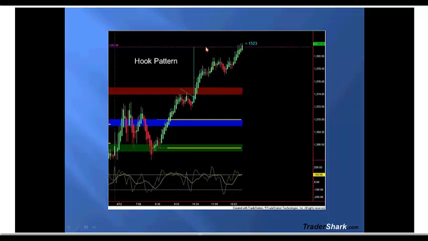Where are our targets on hook patterns? 4 ticks, 50%, and 100%. 70%, 60%, and 50% probability of success. Make sense? So on this particular trade, you take 3 contracts, T1, T2, T3: 4 ticks, $50, 50%, wherever that is, in this case probably 7 or 8 ticks, and 100% for a runner, which is only 50% probability. Pretty cool, huh?